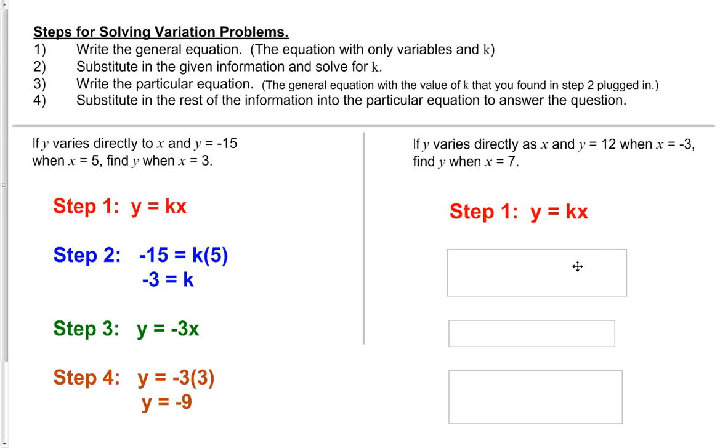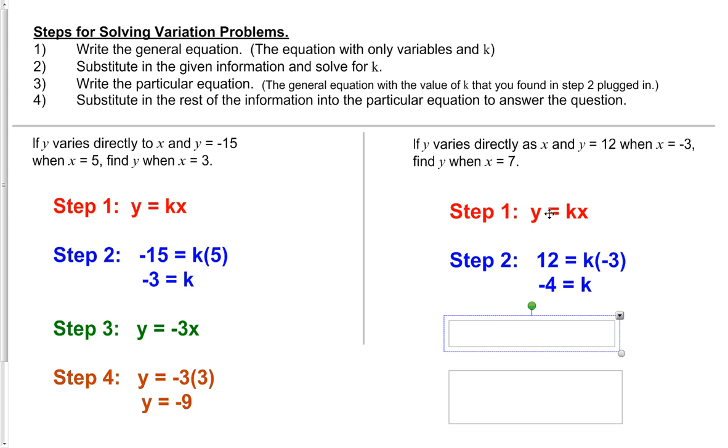If y equals 12 and x equals negative 3 at the same time, we plug both of those in. We get 12 equals k times negative 3. Divide both sides by negative 3, and k is going to be equal to negative 4. For our third step, we use that value of k to plug back into our general equation, and we get y equals negative 4x instead of just simply kx.